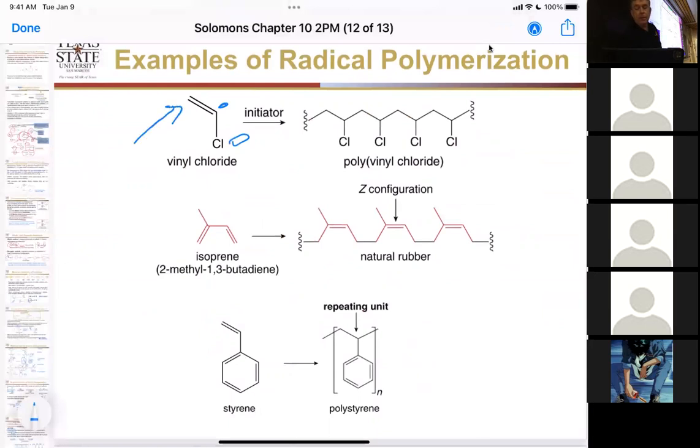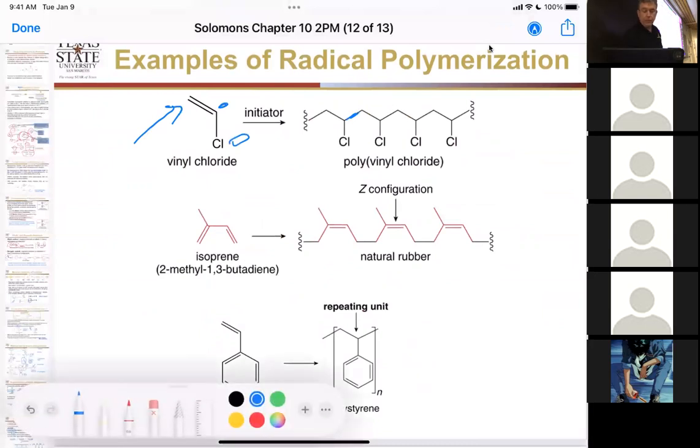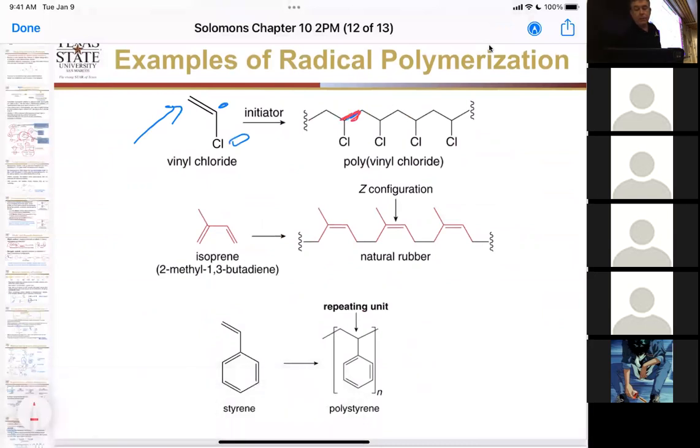So we have, let me change to red. This is the new sigma bond formed. This is the new sigma bond formed. This is the new sigma bond formed. It's always from where that radical was over to the end of the next vinyl monomer, okay?